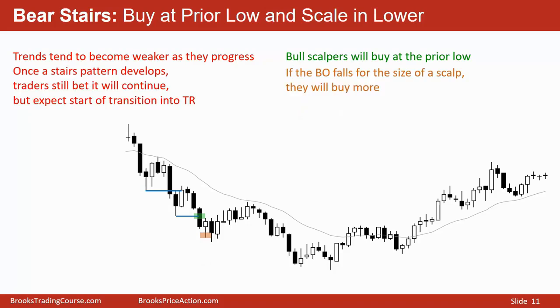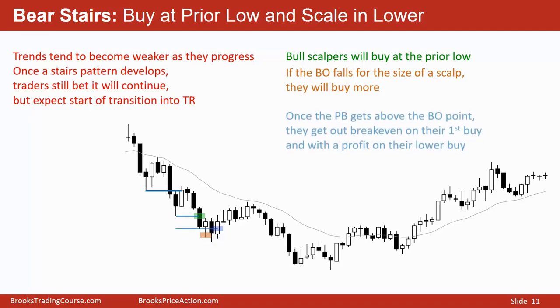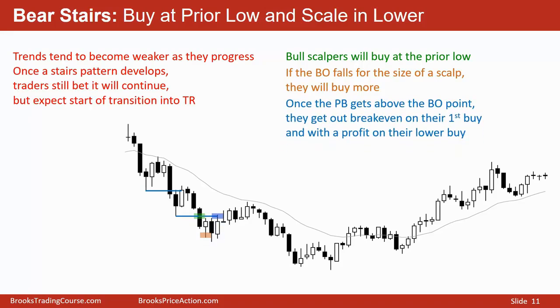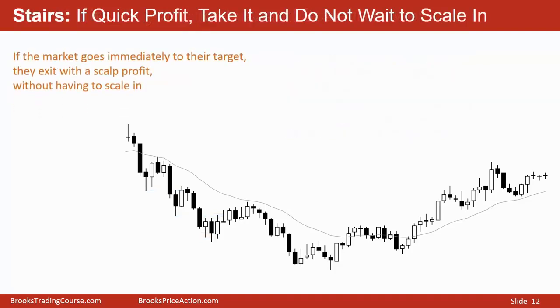You want to make sure that your second entry is at least as big as a scalp, because what you're trying to do is make a scalp profit on that second entry when it gets back up to the first entry. So you get out, break even on the first, and with a profit on the second. On the other hand, if the market immediately goes to your target, you don't have to scale in.